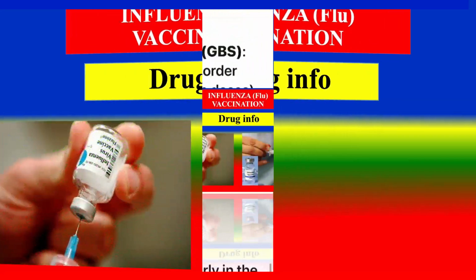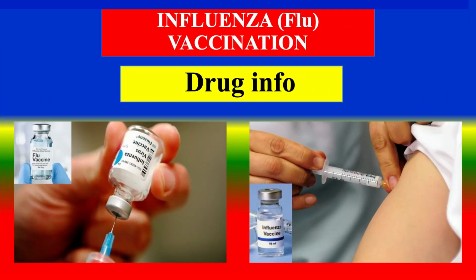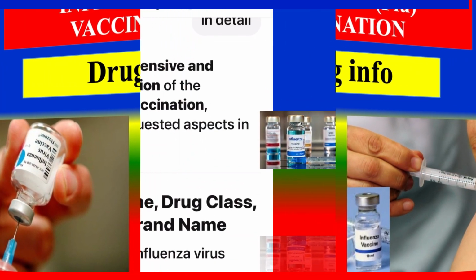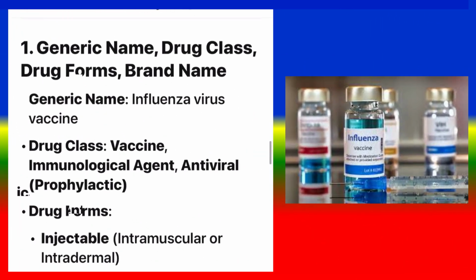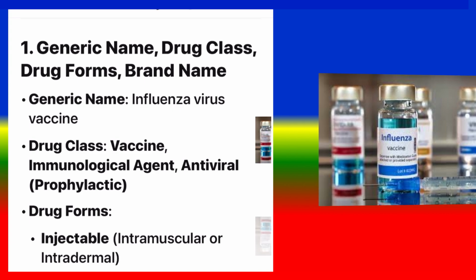Here is a comprehensive and detailed explanation of the influenza flu vaccination in full depth. 1. Generic name, drug class, drug forms, brand name. Generic name: influenza virus vaccine. Drug class: immunological agent, antiviral, prophylactic.